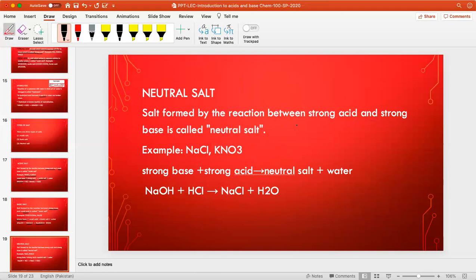Salt formed by the reaction between a strong acid and a strong base is called a neutral salt. For example, sodium chloride and potassium chloride. Now, this sodium chloride is formed when the strong base, sodium hydroxide, reacts with the strong acid, hydrochloric acid, to give you sodium chloride plus water.